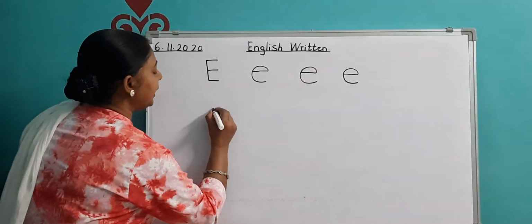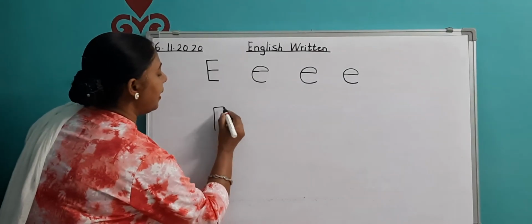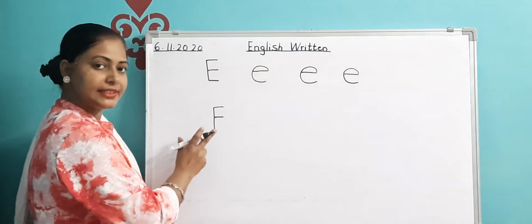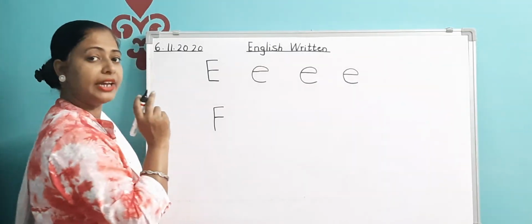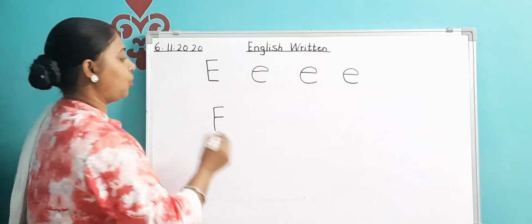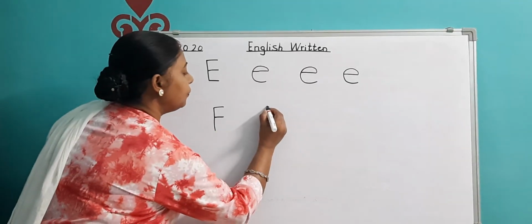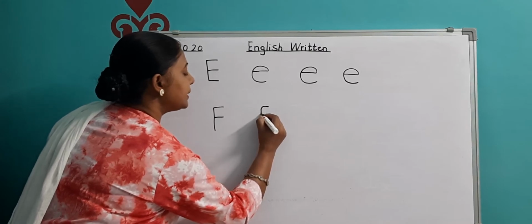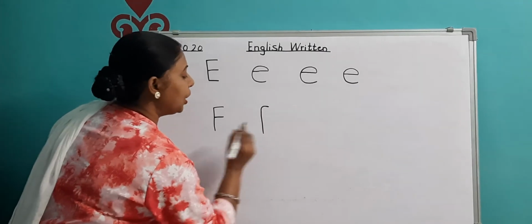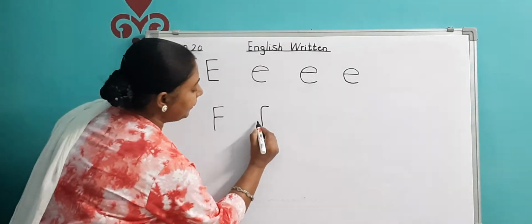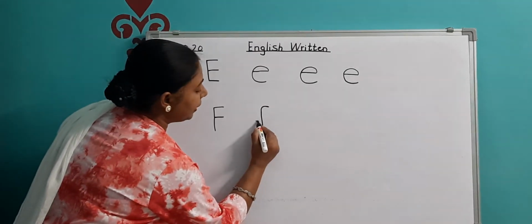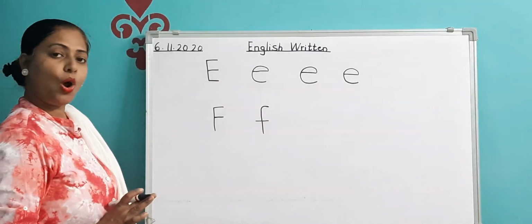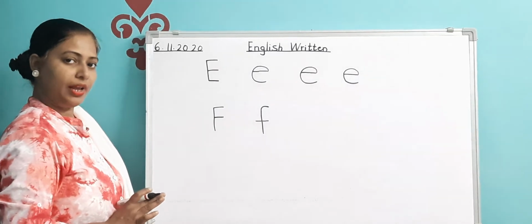Then after e comes F. This is capital F. Now, how do you write small f? Just watch here. From the very first line, you will make a little curve, and then you will make a standing line like this. Come down, stop. Then you make a sleeping line like this. It has become small f.